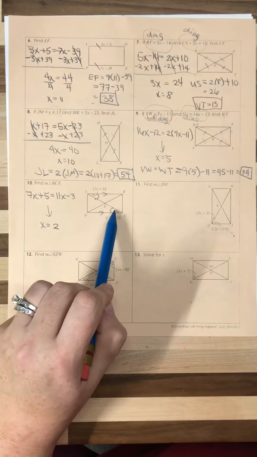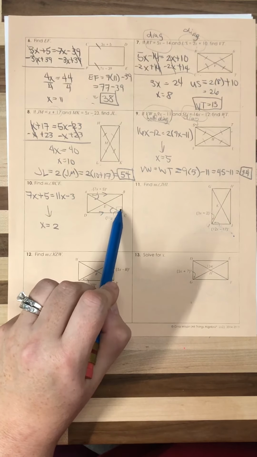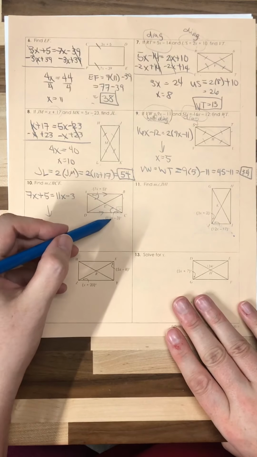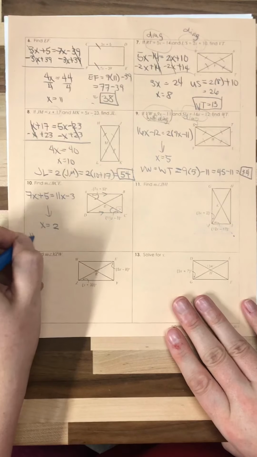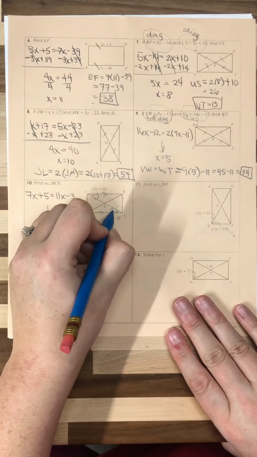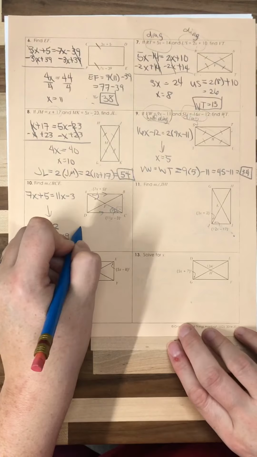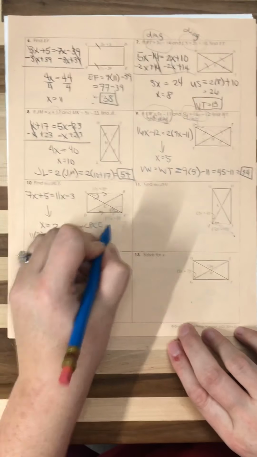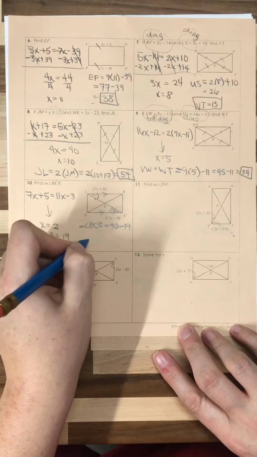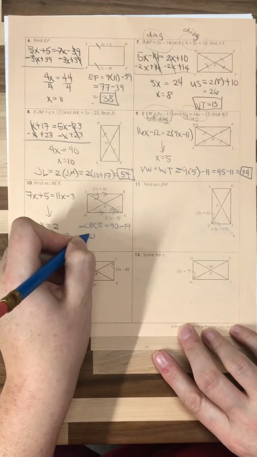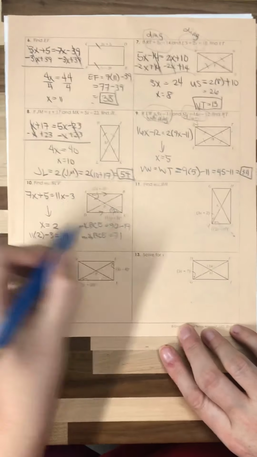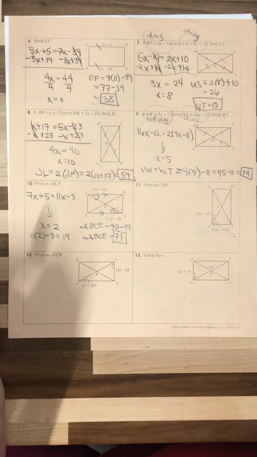So basically we need to plug in 2 and find this, and then subtract from 90 to find this piece, BCE. Well, it doesn't matter. I'm just going to do the 11 minus 3. So 11 times 2 minus 3, that's 22 minus 3, that's 19. So the measure of angle BCE has to equal 90 minus 19, which is 71. Boom.